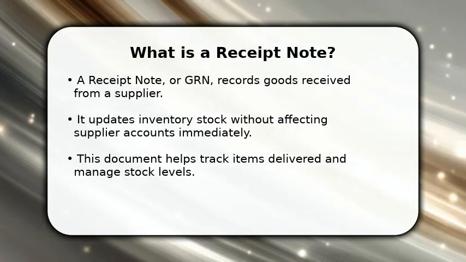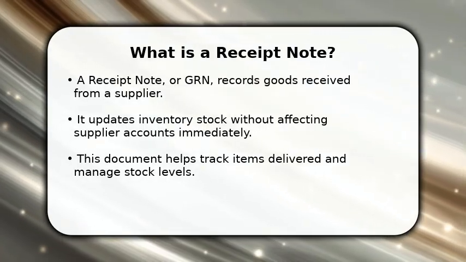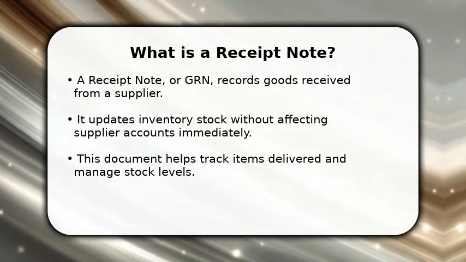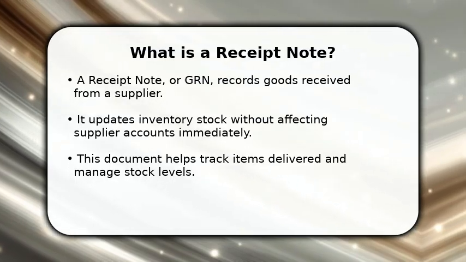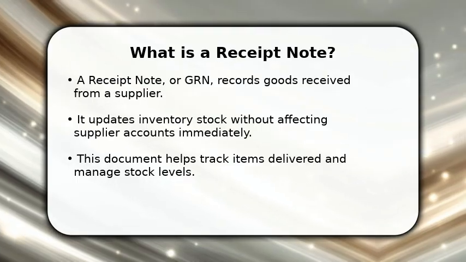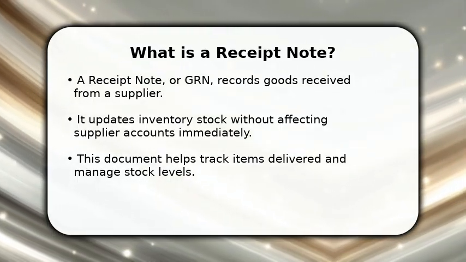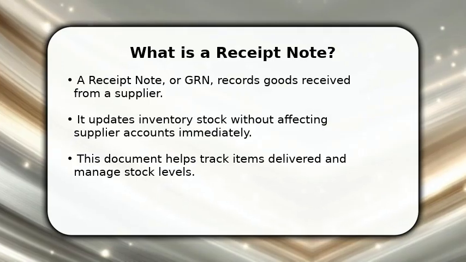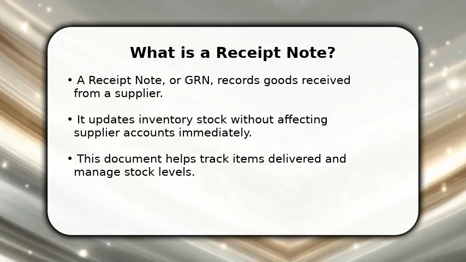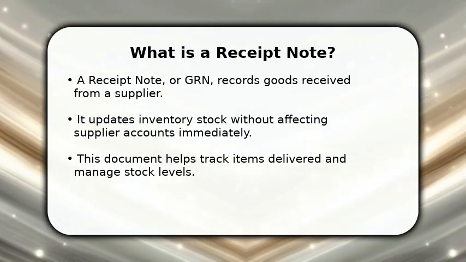In this video, I will explain how to make GRN in Tally Prime. A goods receipt note, often called a GRN, is a crucial document in inventory management. It serves as an official record that you have received goods from a supplier. Essentially, it updates your inventory to reflect the new stock without immediately impacting your financial accounts. This helps you keep a clear track of items delivered to your premises.